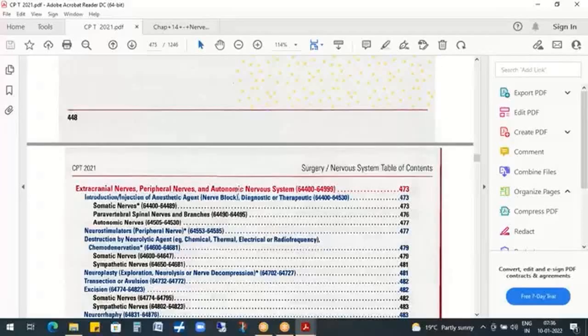First point. Name of the nerve. What we need to identify first? Name of the nerve. Second point. Type of procedure performed.